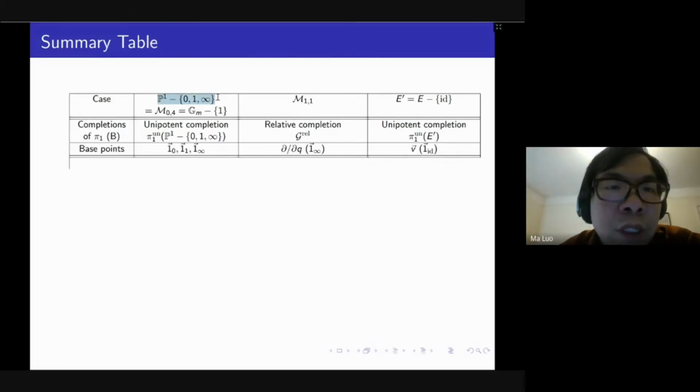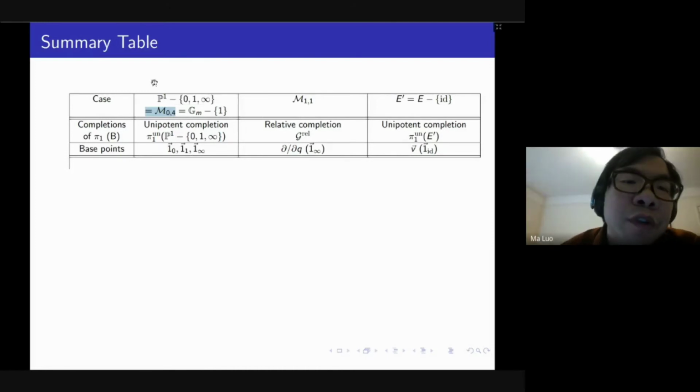So we can start with, to construct mixed Tate motives, this P1 minus 3 points. And then, as I wrote here, you can think of this as a moduli space of genus 0 curves with 4 marked points, because you can put 3 points into 0, 1, and infinity. And then the last point would be in the complement of P1.